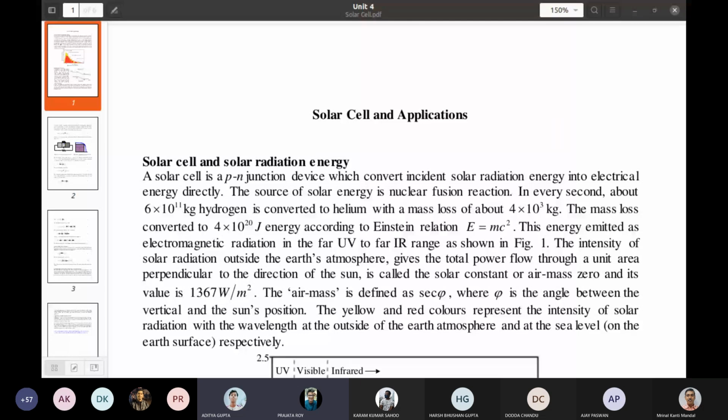So today we will discuss solar cell and its applications. In the previous class, we finished the PN junction, the basics. Now today we will start solar cell and its application.